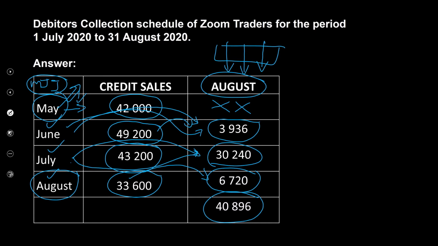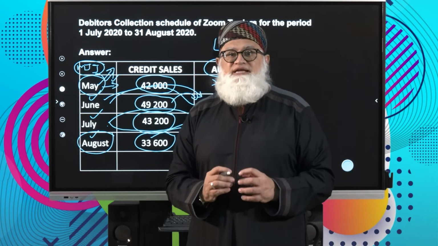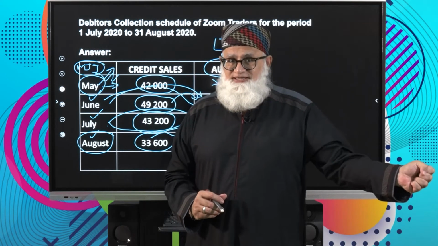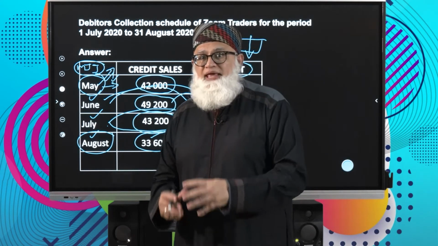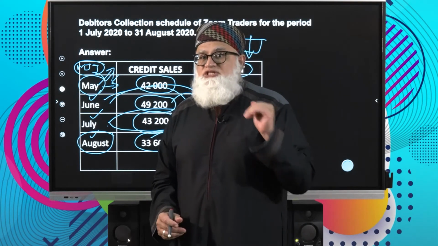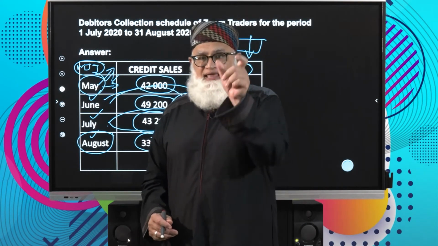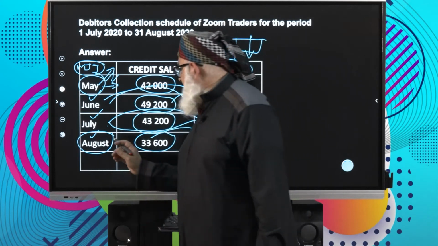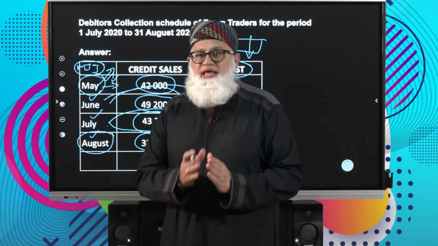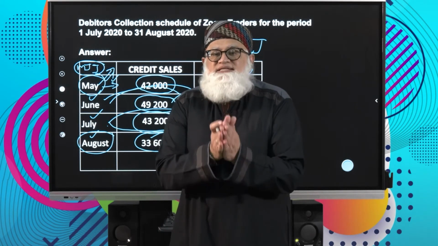Now remember, this 40,896 will fit into your cash budget, right? It will be a component of your cash budget where you will say receipts from debtors. And that will then give you the figure that you require of 40,896 Rand. So guys, clearly you can see how important it is to be able to complete a debtors collection schedule.